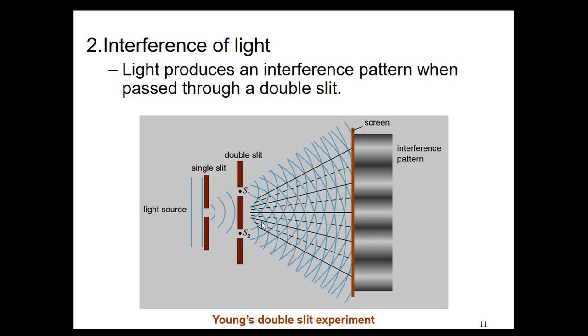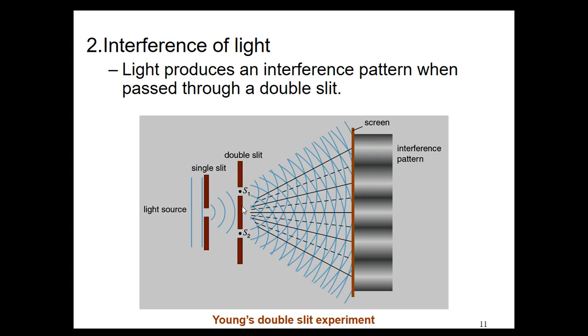Now, if light behaved like a particle, what you would expect is that just after that first slit, you would get a line of light hitting the screen. Since light would be a particle, it would not be spreading out, because if it were a particle, it would not be behaving like a wave.